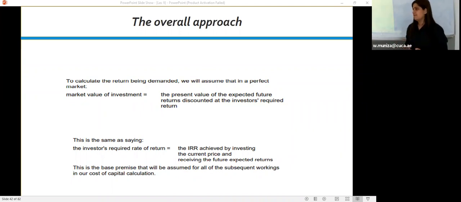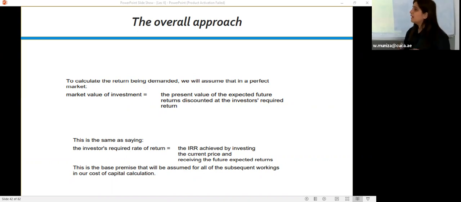In the case of equity financing, I repeat, the cost of capital is equal to the required rate of return. But in the case of debt financing, the cost of capital is not equal to the required rate of return. Now they say, if we do want to calculate the market value of the investment, what is it? The present value of the expected future returns discounted at the investor's required return. This is what we were doing for whole investment appraisal techniques. We were discounting the future cash flows at the investor's required rate of return, that is cost of capital. Do you remember? Discount rate, that is cost of capital.